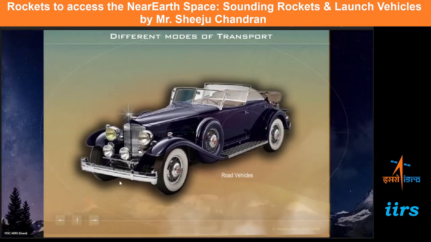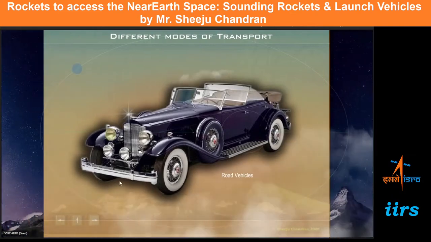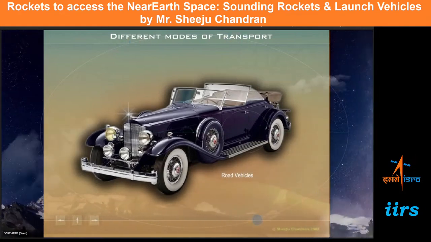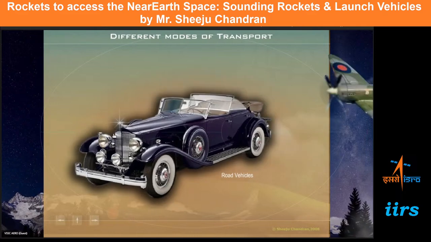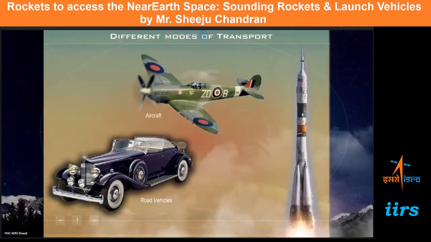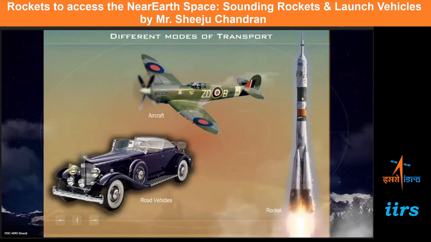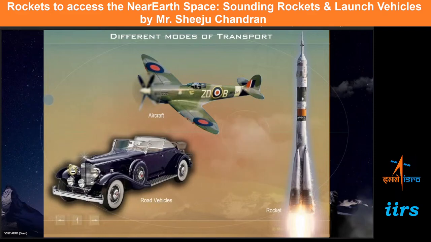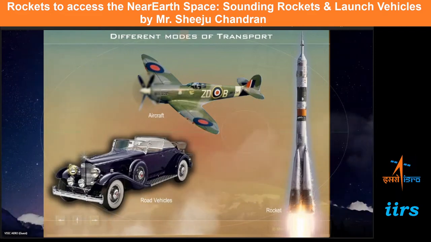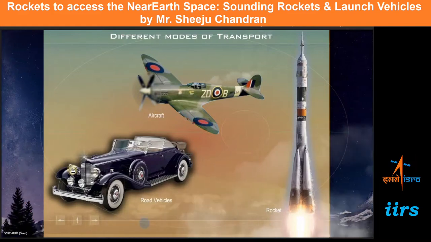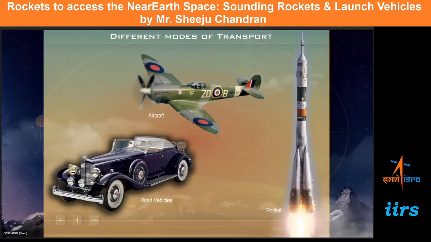And in this picture, I hope this slide is visible, you are seeing an automobile, right? This is one of the fundamental modes of transport. And second, hopefully you are seeing an aircraft, and then you are seeing a rocket. So my simple question to you is, what is the fundamental difference between all the three, and is there any commonality? The simple thing, of course, you would have observed is they are basically three different modes of transport.